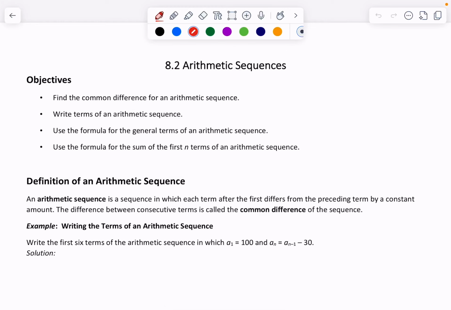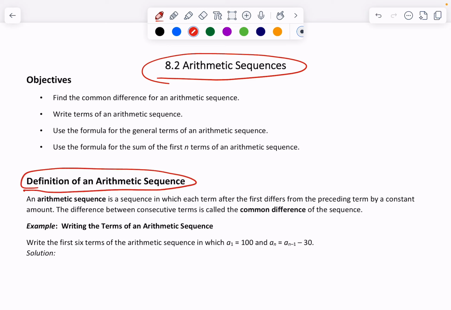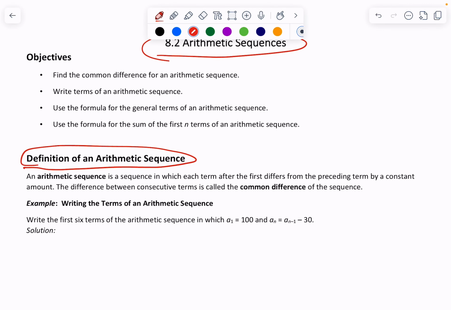Hello. So this is lesson 8.2, and we are talking about arithmetic sequences. First, we're going to define an arithmetic sequence, of course. An arithmetic sequence is a sequence in which each term after the first differs from the preceding term by a constant amount. The difference between consecutive terms is called the common difference of the sequence.